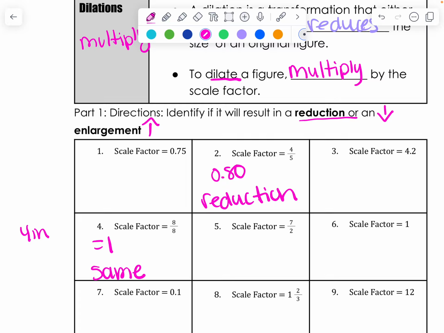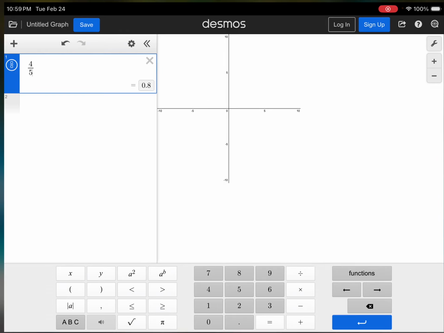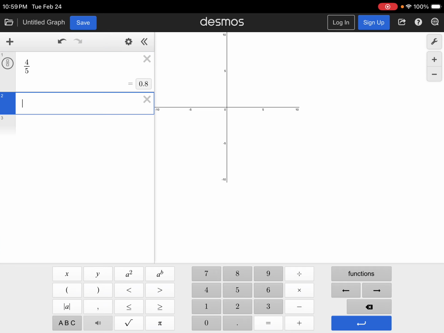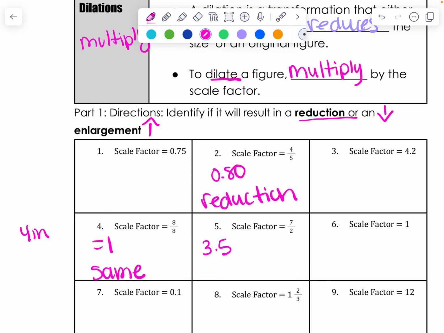All right, so let's look at scale factor with question 5, 7 over 2. You're going to go to Desmos and put 7 divided by 2, which is 3.5 or $3.50. So is that bigger than 1 or smaller than 1? It is larger than $1, so that's going to be an enlargement.